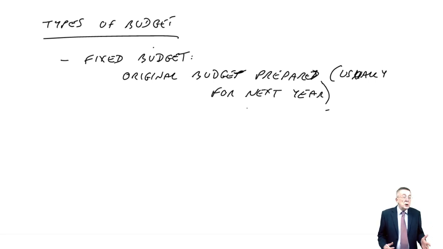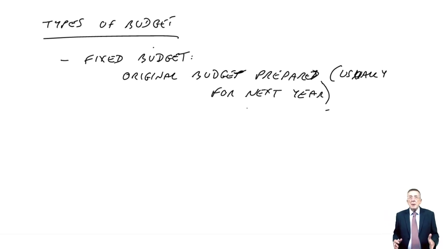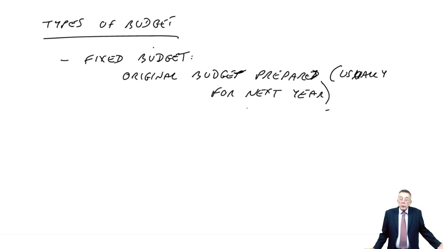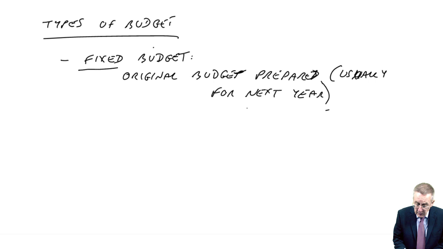I say usually for the coming year. Usually people budget for the following year. You know, in November you may prepare budgets for the next calendar year. That's not a rule. You can budget for any period you like. But I think you know what I mean.